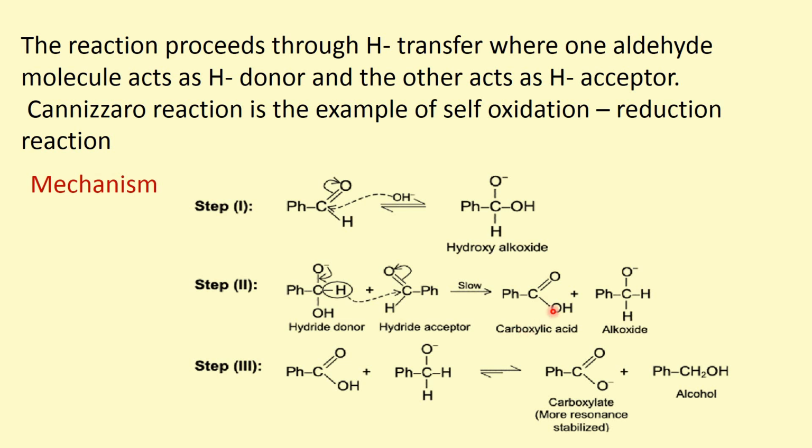What is that? This is the acid. From here you will get the acid, and this one is alcohol. Now this acid will release the H plus and this O minus will take the H plus, and you will get the carboxylate anion and alcohol.